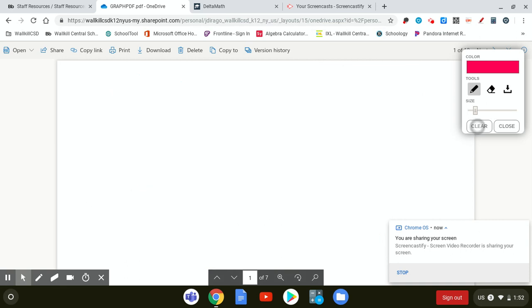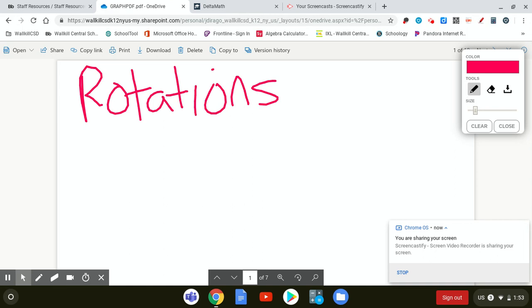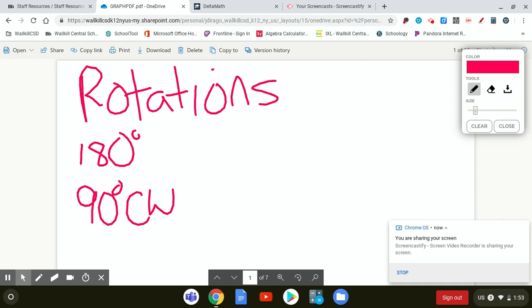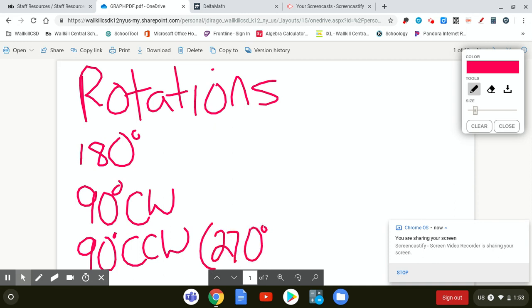Rotations. So when you rotate something, you could rotate it 180 degrees over the origin. You could do 90 degrees clockwise, or you could do 90 degrees counterclockwise, which is the same thing as a 270 degree clockwise rotation. Same goes with a 90 clockwise. It's a 270 degrees counterclockwise.